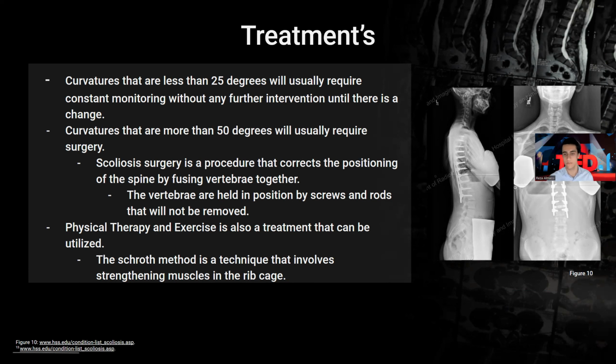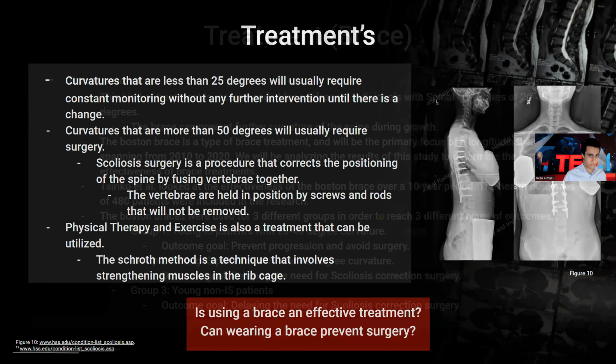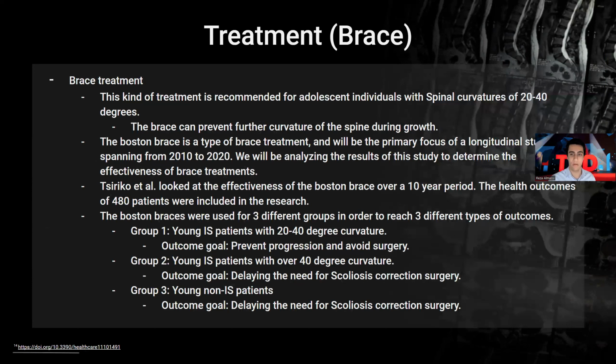This brings me to my last research question, which is: is using a brace an effective treatment for scoliosis? Can wearing a brace prevent surgery? I analyzed the results and methods of a research article that looked into the effectiveness of the Boston brace, which is a hard shell brace utilized in scoliosis treatment. The researchers tested the effectiveness of the brace on 3 groups composed of 480 patients between the years 2010 and 2020. The groups were comprised of idiopathic and non-idiopathic scoliosis patients with varying curvatures.